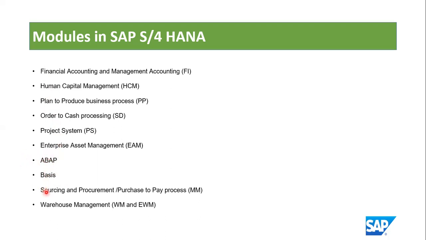Okay. And we have sourcing and procurement. This is the module we are going to learn, the MM module. And we have the warehouse management modules, WM and EWM. This is one module that covers the warehouse functionalities. Okay, so this is about SAP, S4HANA, ERP software, and the different modules. We'll cover what MM is, how the MM flow starts, and what the different businesses are in the MM process.